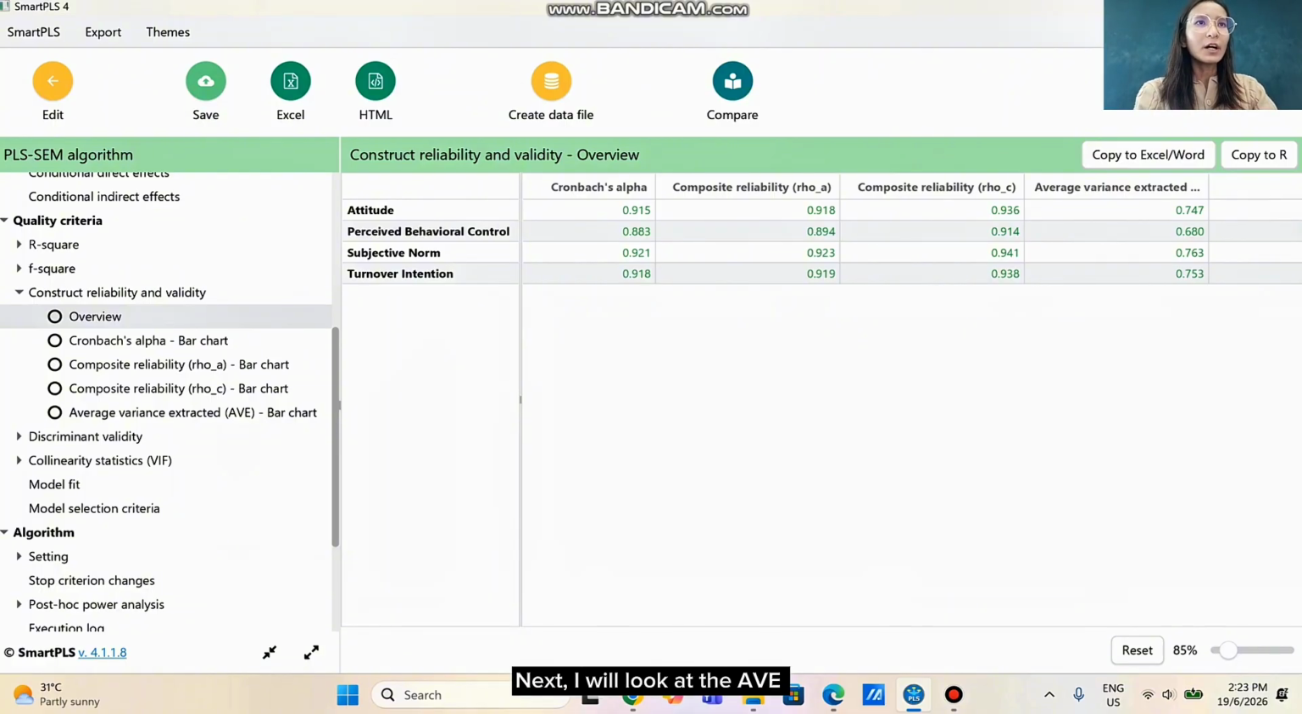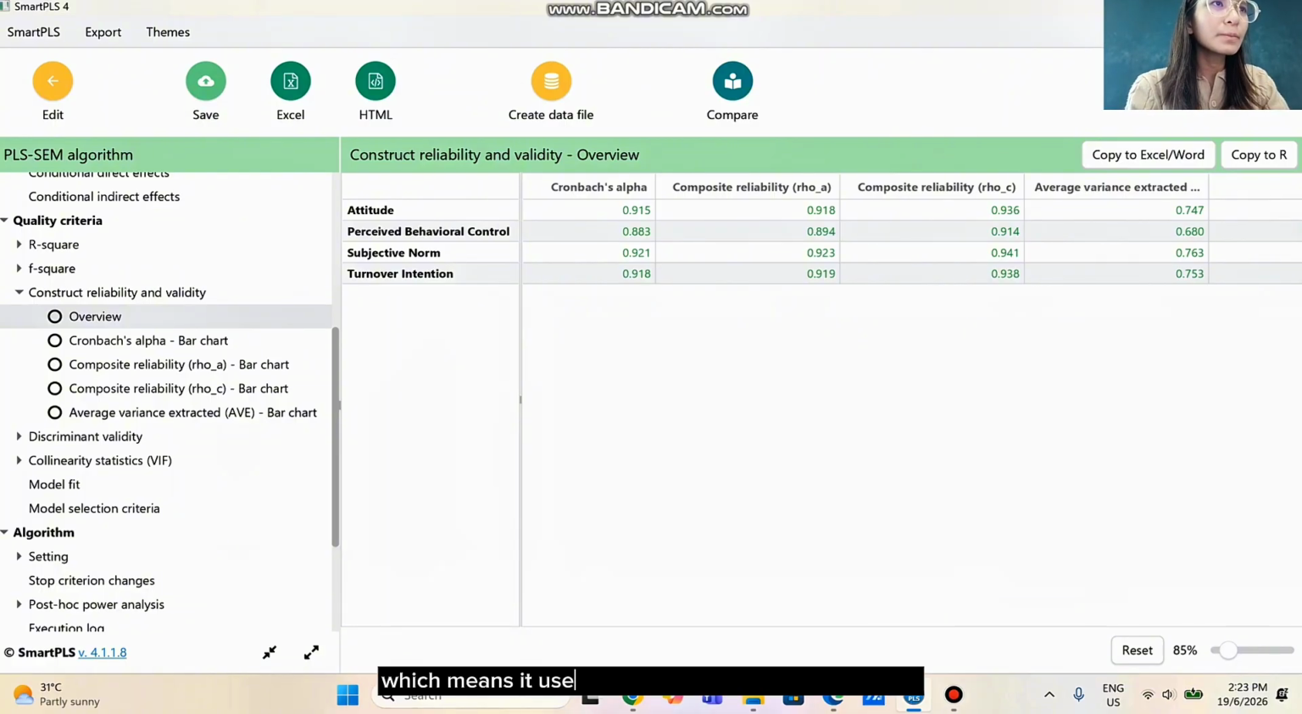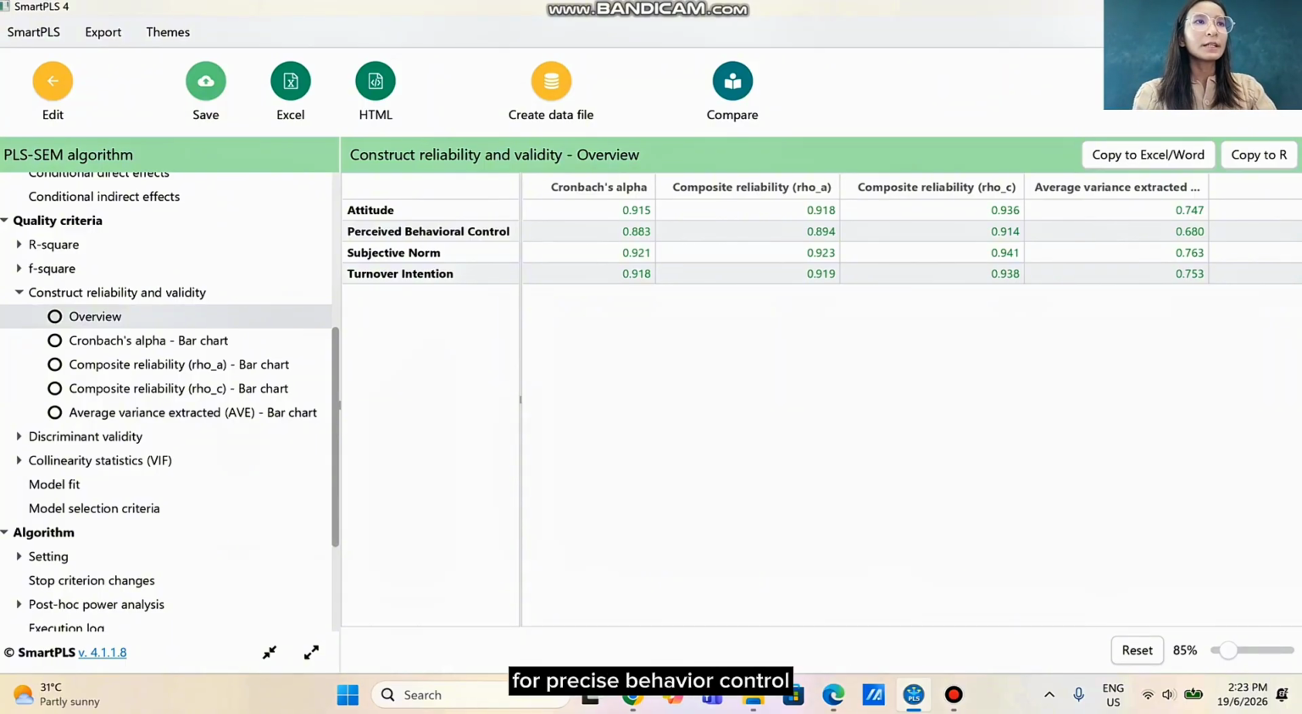Next, I will look at the AVE, which is used to check the convergent validity. For the attitude, the AVE value is 0.747. For perceived behavioral control, the AVE value is 0.680. For subjective norm, the AVE value is 0.763. For turnover intention, the AVE value is 0.753. All the AVE values are above 0.5. This means the constructs have acceptable convergent validity. In simple words, the indicators can explain their own construct well. So based on the CR and AVE, my measurement model is acceptable at this stage.